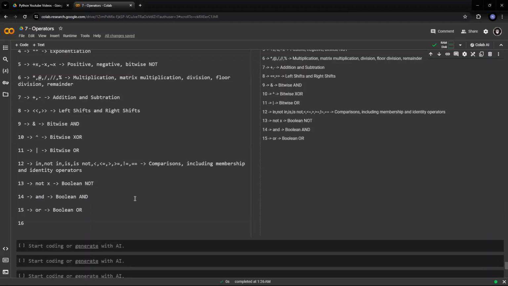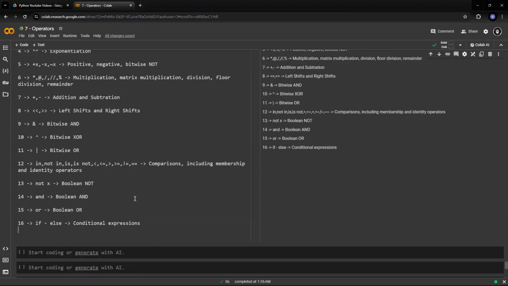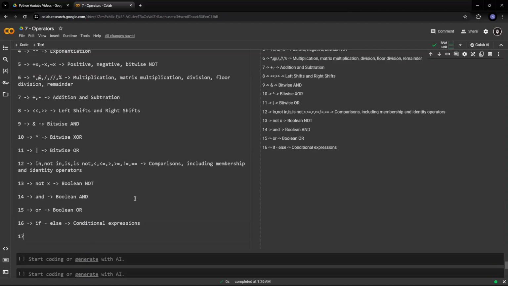Then the major part, the conditional statements. So 16th precedence is your if, else. So that's your conditional expressions. 17th, we have not used it so far, but we'll come across this, which is lambda expressions. We'll see this.